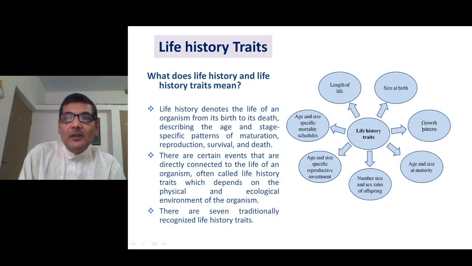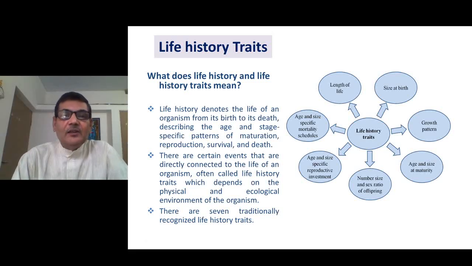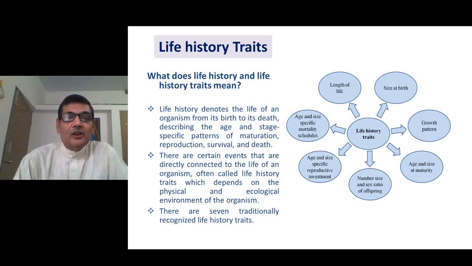So size at birth, then growth pattern, age and size at maturity, number, size and sex ratio of offspring, then age and size specific reproductive investment, age and size specific mortality schedules, and length of life, that is the life span of the individuals. All these 7 features come under life history traits, and we have selected some of these features to know about such traits and also behavioral aspects, so that the knowledge of those things could be used to eradicate and also control this insect fly.